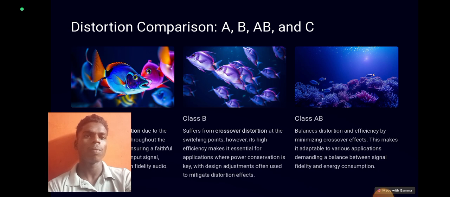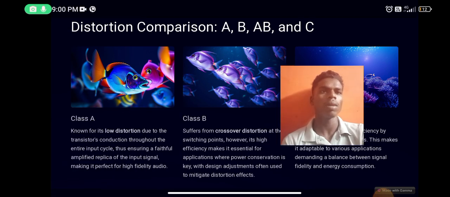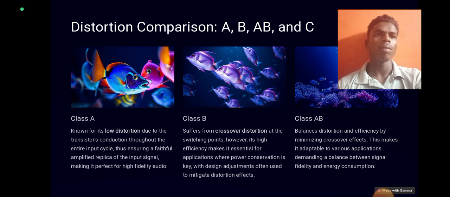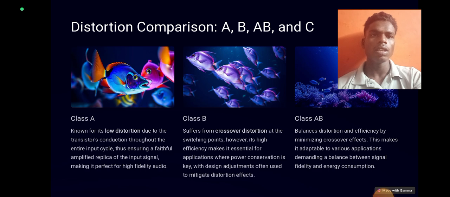Distortion comparison of A, B, AB and C. Class A is known for its low distortion due to the transistor conducting throughout the entire input cycle, thus ensuring a faithful amplification of the input signal, making it perfect for high fidelity audio.